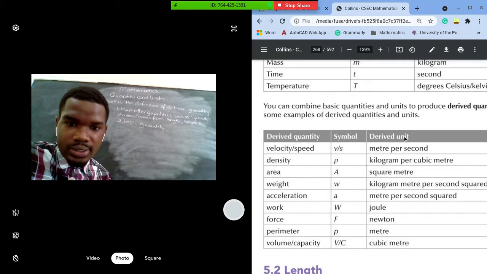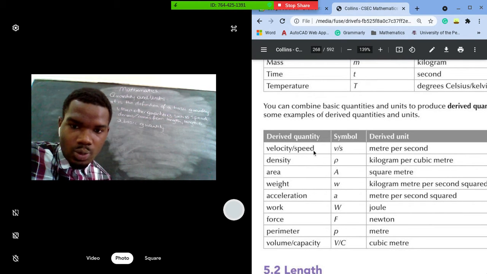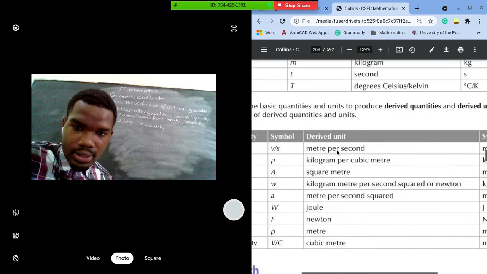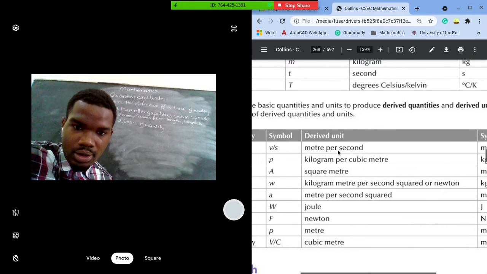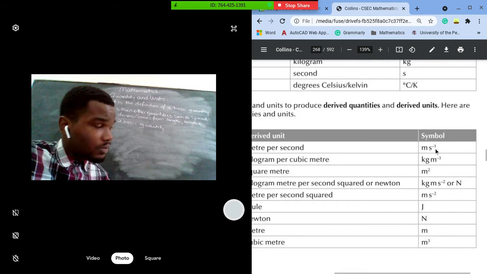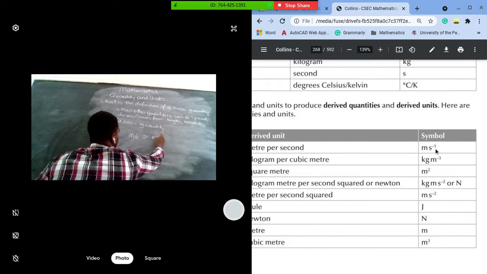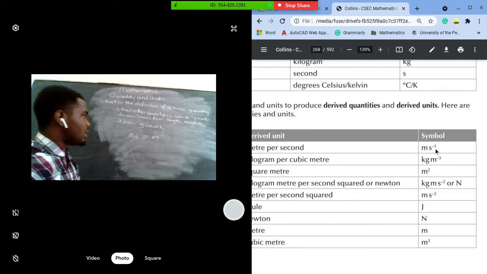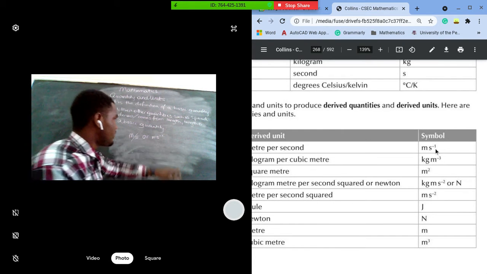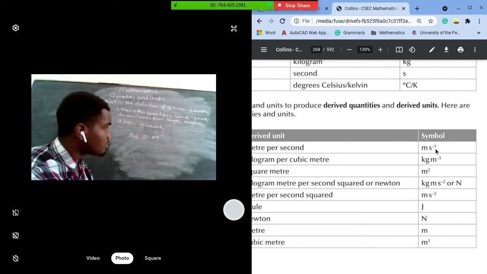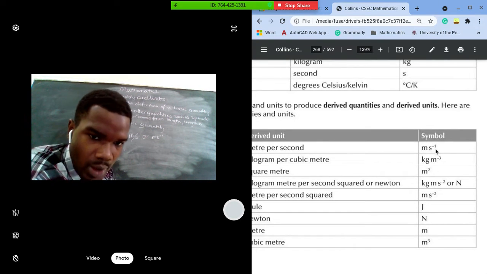But the first thing I want you to understand is the derived quantities. So we said that the derived quantity that comes from length is speed, or we call it velocity. And it's meters per second, or m s to the negative 1. So either you write it like m/s or m s to the negative 1. Anybody understand why we say s to the negative 1? Everybody understand why we say it?